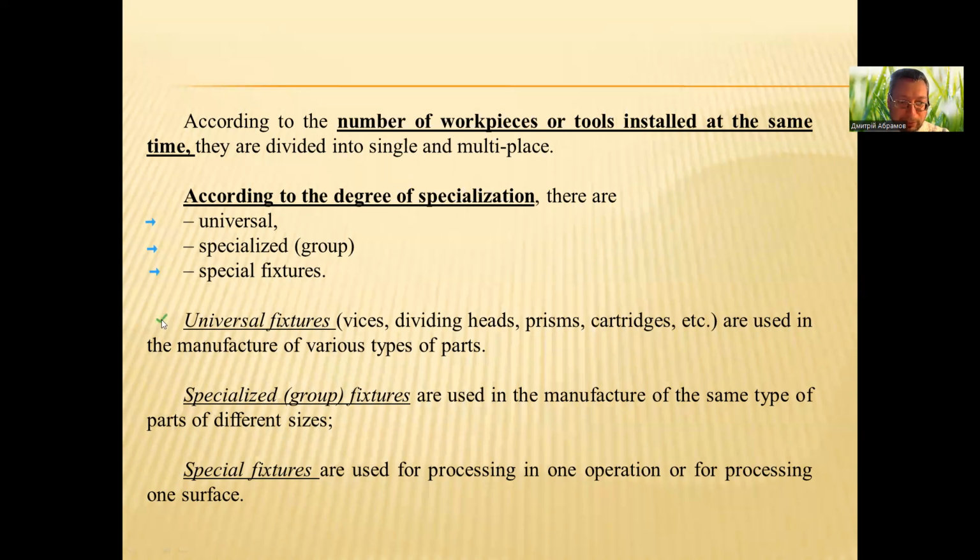Universal fixtures: vices, dividing heads, prisms, cartridges, etc. are used in the manufacture of various types of parts. Specialized or group fixtures are used in the manufacture of the same type of parts of different sizes. Special fixtures are used for processing in one operation or for processing one surface.